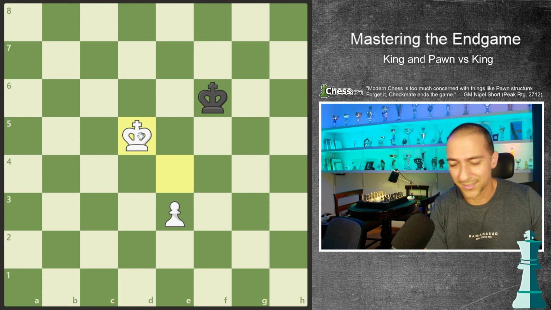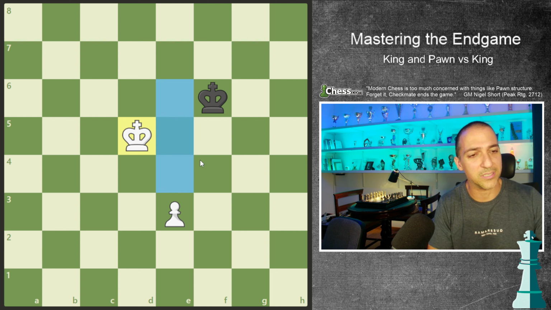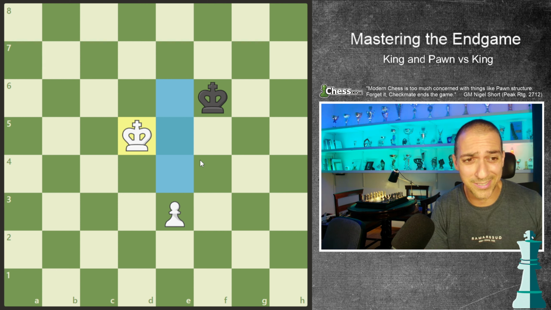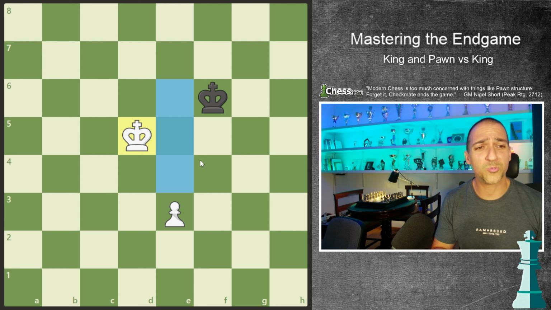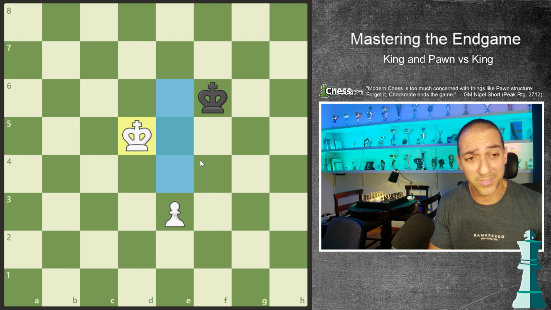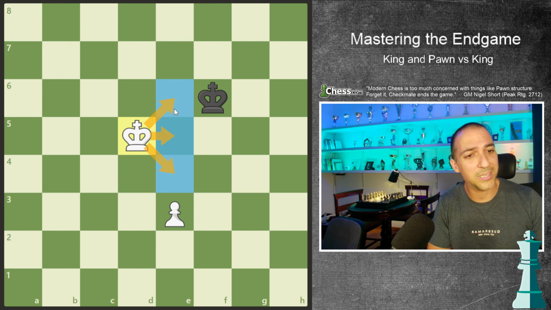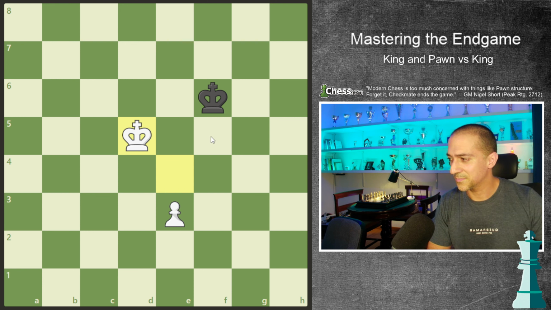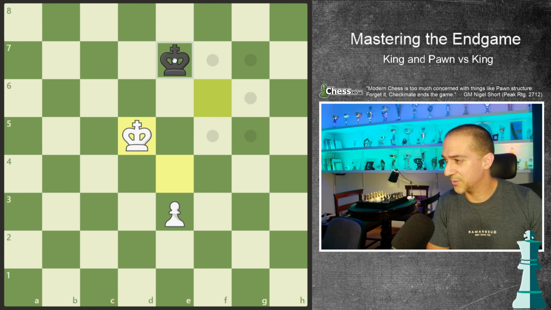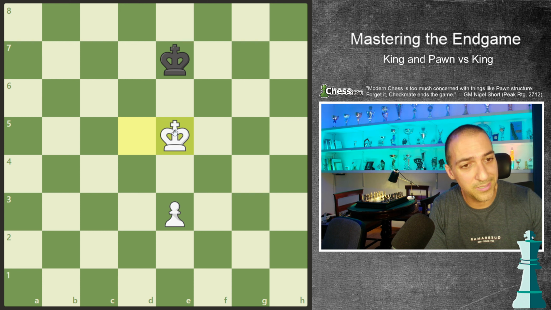And why do I want to outflank? Because I want to control the key squares. What are the key squares? The key squares are the squares that my pawn will use to promote. Right now I'm controlling these 3 key squares, and if he plays there, I will advance with check. If he plays there, I will do opposition.